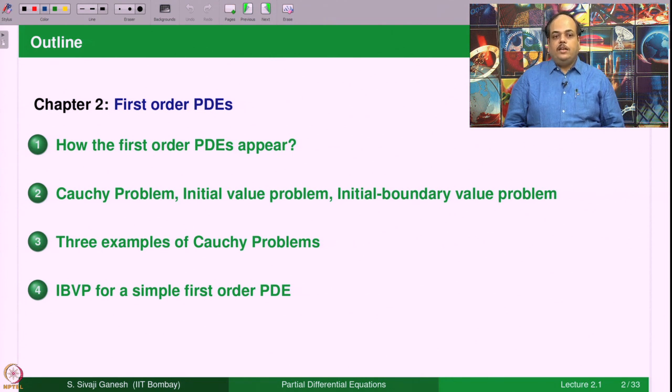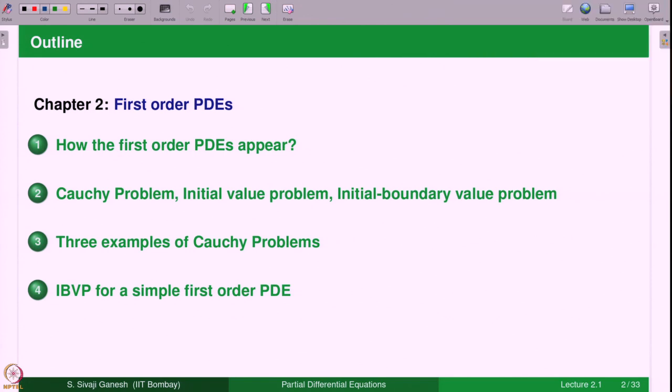We look at three examples which suggest to us what happens or what can happen to a Cauchy problem in terms of existence of solutions, uniqueness. And then we look at a simple first order PDE for which we consider IBVP, that is initial boundary value problem, and we study what are the possibilities there.